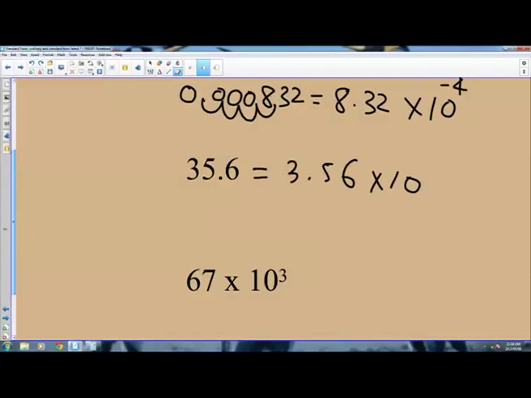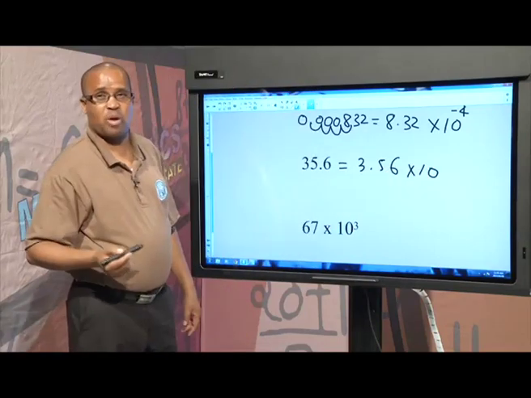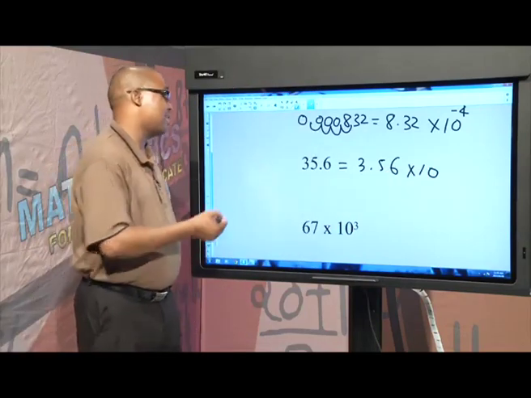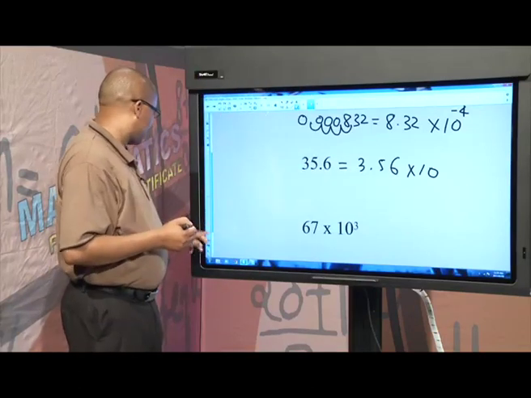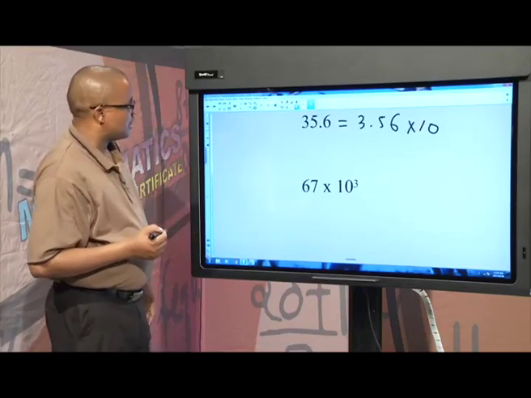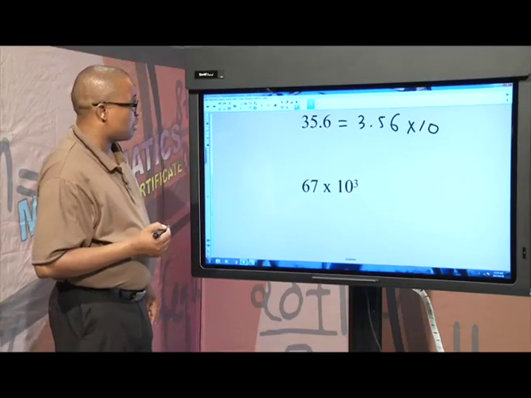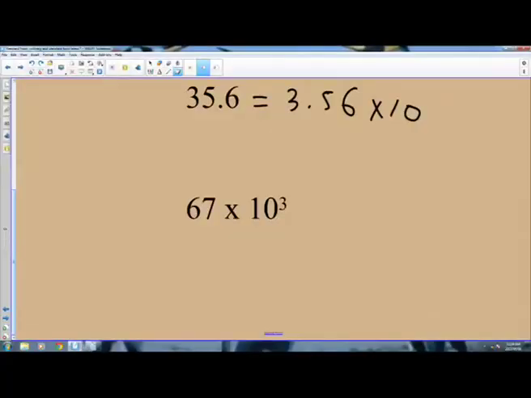It's in standard form. This 10 here is 10 to the power 1, but because it's 10 to the power 1, we never write that 1. We just write it as 3.56 times 10. It's in standard form. And then let us have a look at the last example under this part, 67 times 10 to the power 3. So we need to change this into standard form.